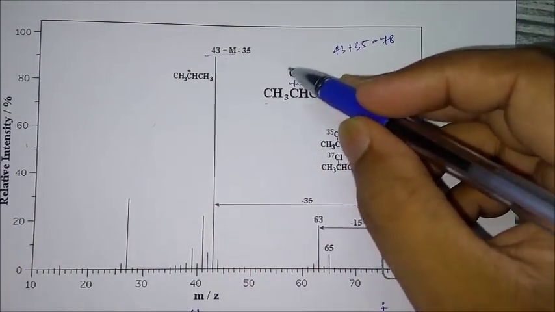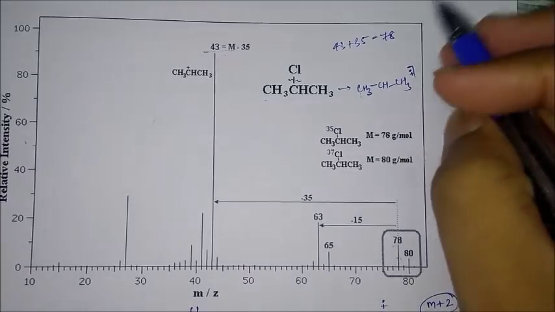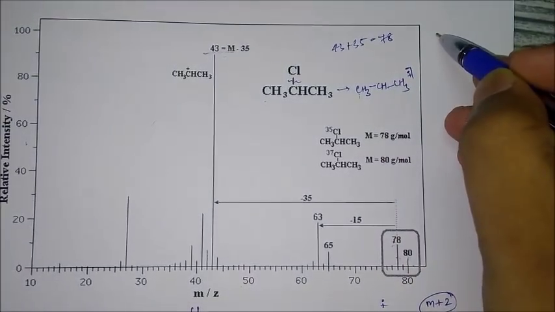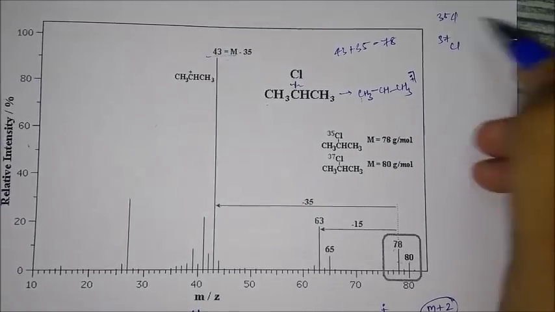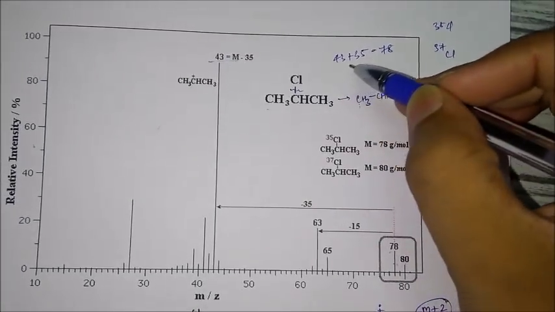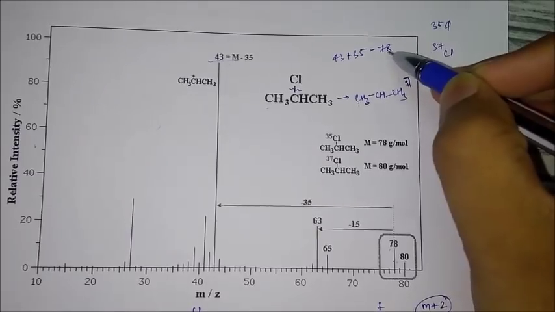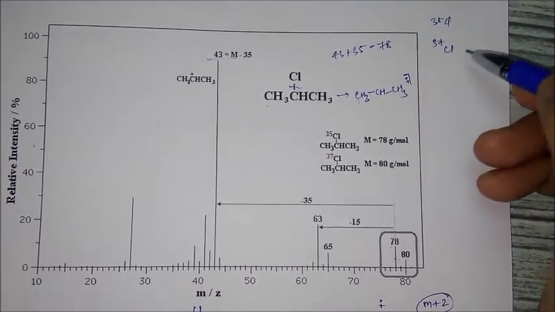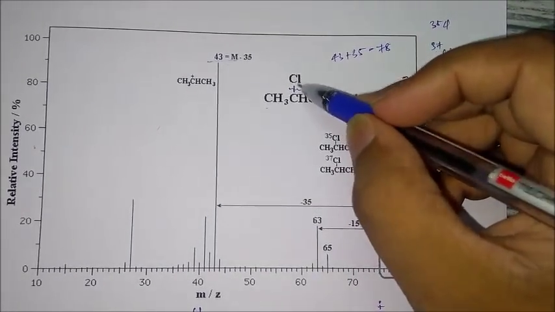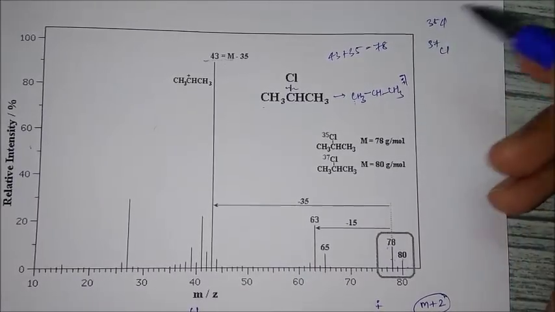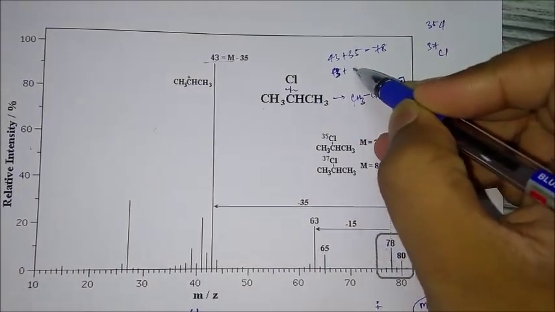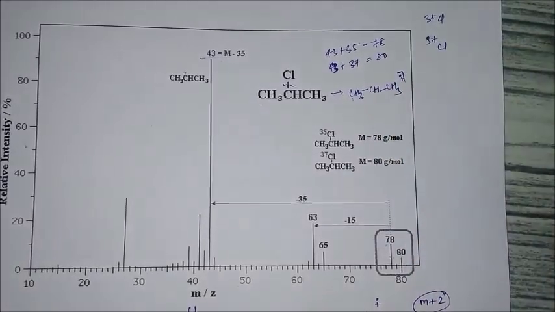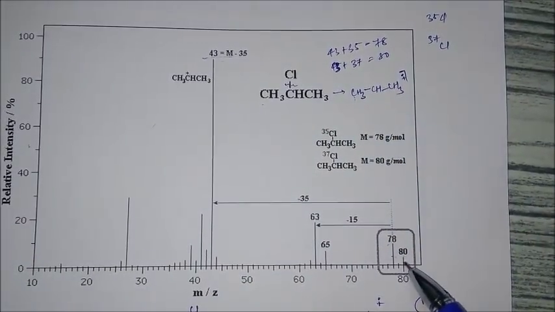Okay, so we have an isotope of chlorine which has a mass of 37. So we have two chlorines, chlorine-35 and chlorine-37. If we have chlorine-35, we will get a mass peak at 78. But if this chlorine was not 35, if it were 37, then we would have got that peak at 80. So that's why we are getting some peak at 80.